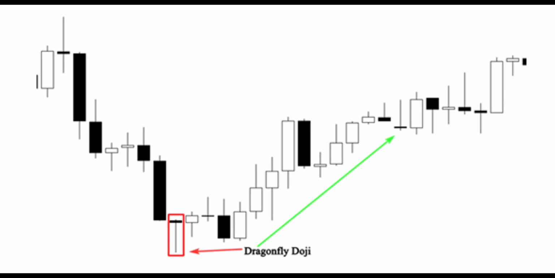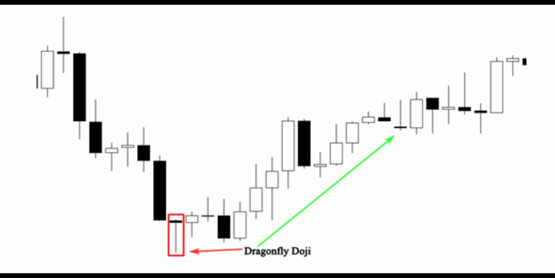The formation of the dragonfly doji with the long lower tail shows us that there is high buying pressure in the area. If you can identify this candlestick pattern on your chart, it will help you visually see where support and demand are located.